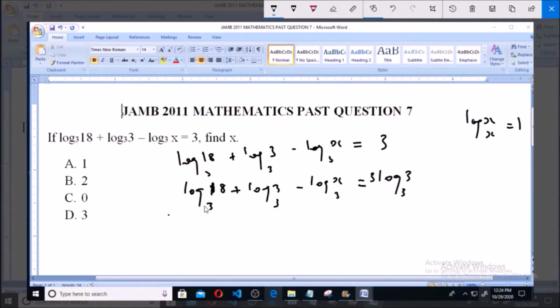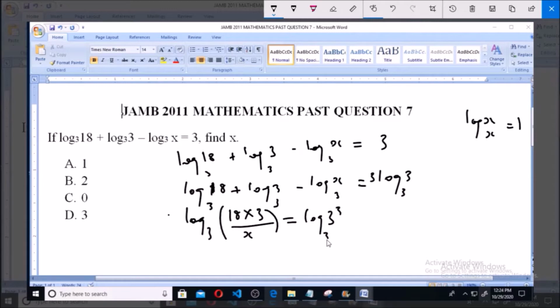So now we'll be having log 3 of, because they have the same base, log 3, log 3, log 3. Now when we add, we multiply, so we have 18 multiplied by 3, then minus means we divide, all over x, and this is equal to log 3 raised to the power of this 3 base 3.